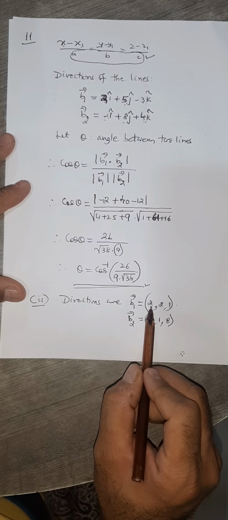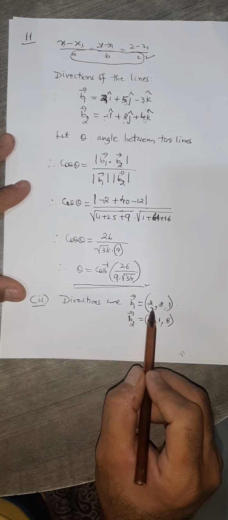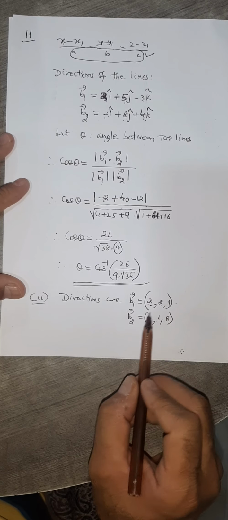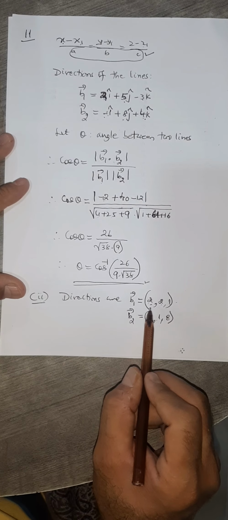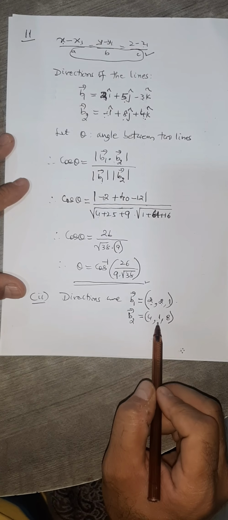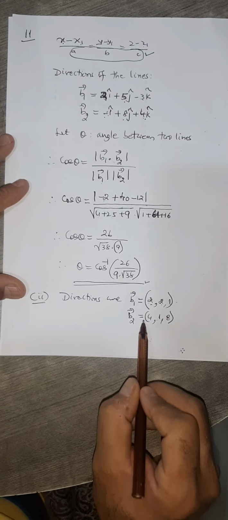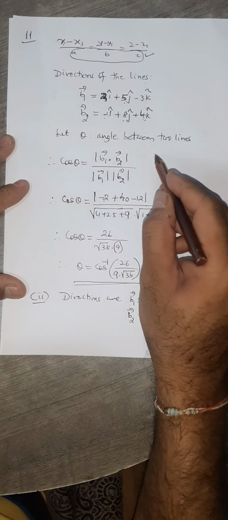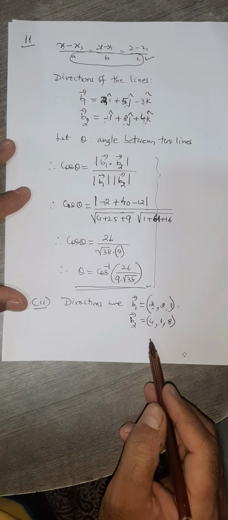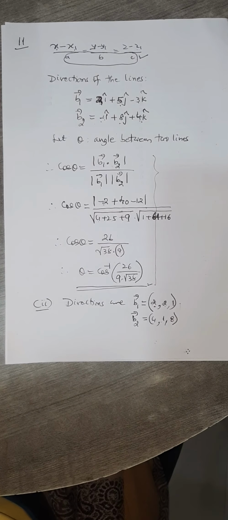Here you can see that the first line is already in the standard form. X minus 0 by 2, y minus 0 by 2, z minus 0 by 1. Then x minus 5 by 4, y minus 2 by 1 and z minus 3 by 8. So 4, 1, 8. And then you just do the way I did in the previous question. Right? This is the fourth time you are doing the same thing.